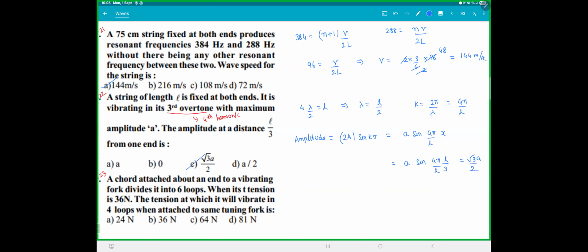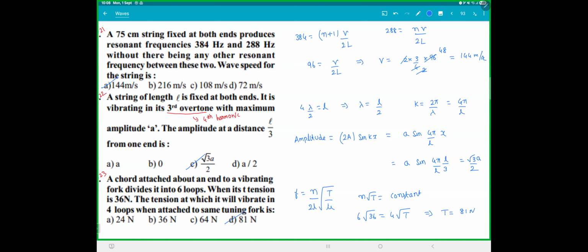The cord is attached to 6 loops. Tension is 36 newtons. We are assuming the frequency is the same. Frequency is N by 2L root T by mu. So here basically N into root T is constant. So that is 6 into root 36 is equal to 4 into root T. How much is this? 81.